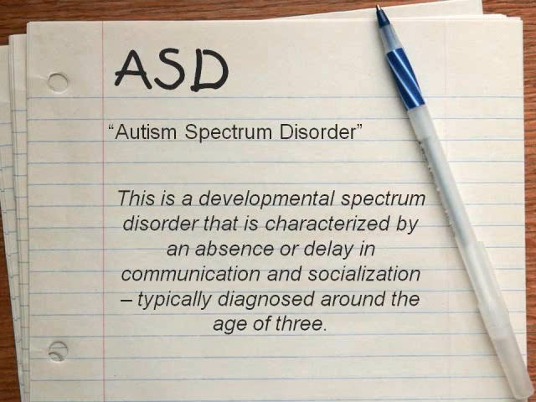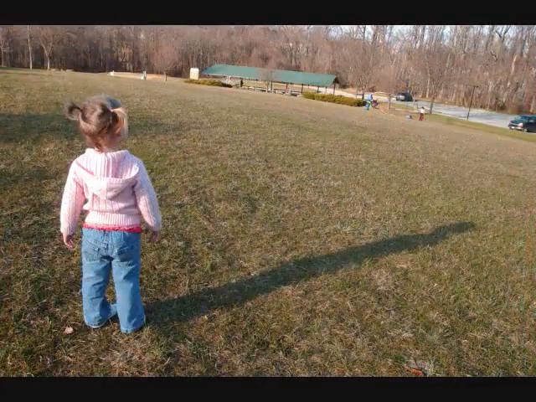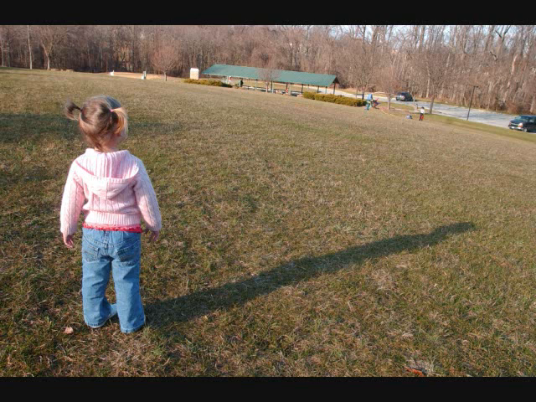ASD, Autism Spectrum Disorder. This is a developmental spectrum disorder that is characterized by an absence or a delay in communication and socialization, and is typically diagnosed around the age of 3 years old. Autism is called a spectrum disorder, and a spectrum disorder is a group of disorders with similar features where one person may have mild symptoms and another might have more serious symptoms.